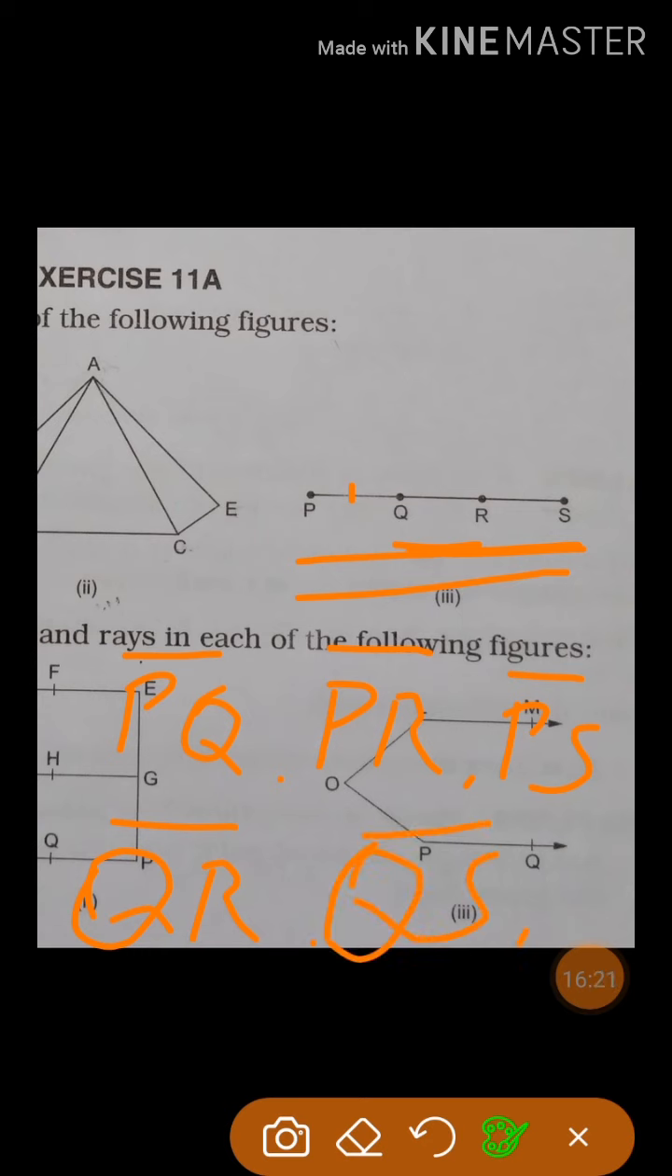Then RP we cannot take because we have already written PR. RP and PR are the same thing. Then RQ, we have written QR, so no need to write RQ. Then RS we have not taken, so we shall write RS also. These all are the line segments in this figure.